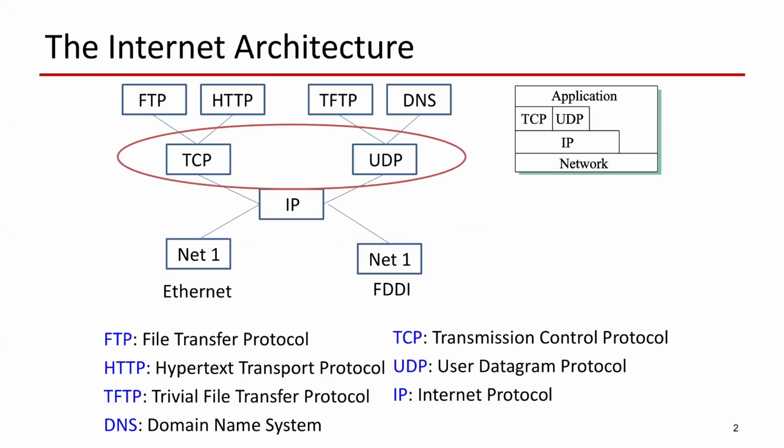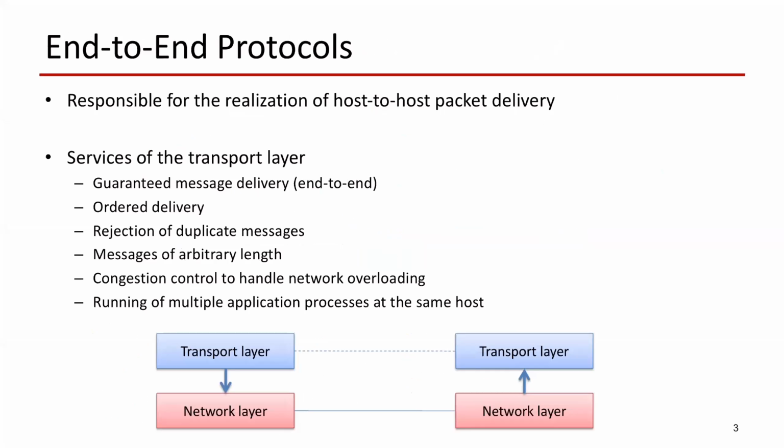Okay, let's look at the acronyms, the terminology. FTP, we know what it is, File Transfer Protocol. TCP is Transmission Control Protocol. UDP is User Datagram Protocol. HTTP, TFTP, DNS and IP. I think all the terminology we have talked about.